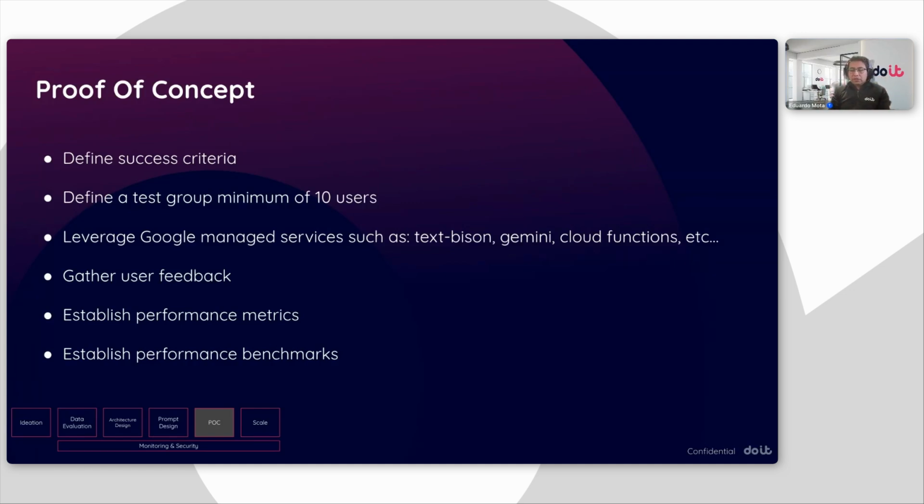Now, as you're doing all of this in the proof of concept, it's very important that you start getting metrics. The latency of the workload, how long it's taking for the LLM to produce an output, how long it's taking for a cloud function to pass something, whatever the services you're using, how long it's taking for all of that, the success criteria, the quality, because this is going to start establishing a benchmark.